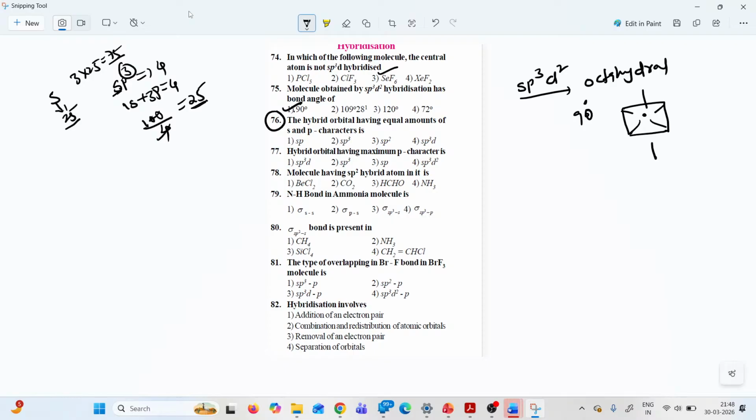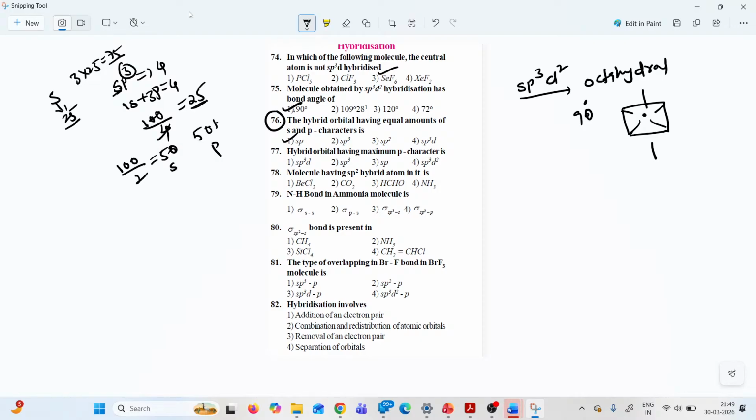Similarly, check sp hybridization. How many orbitals are there? 2, so you do 100 divided by 2. Then you get 50% s character and 50% p character. The s orbital is 50% as well as the p orbital. So which one is the answer? Option 1 is the answer, sp.